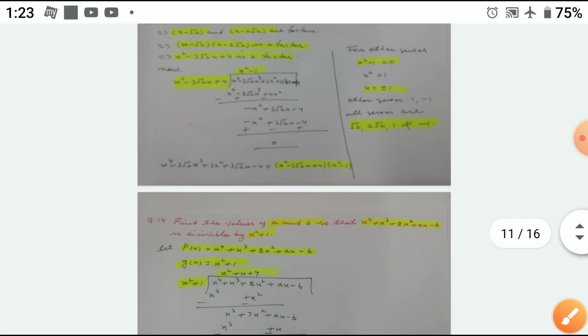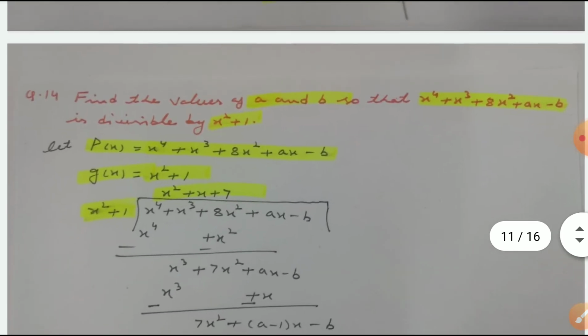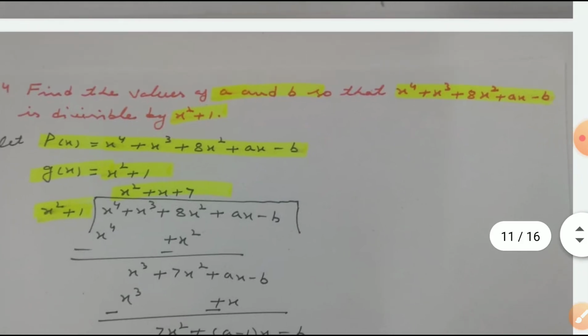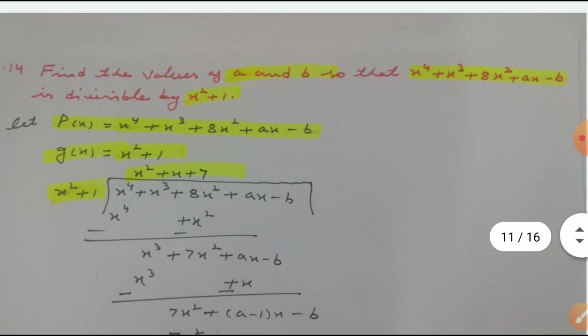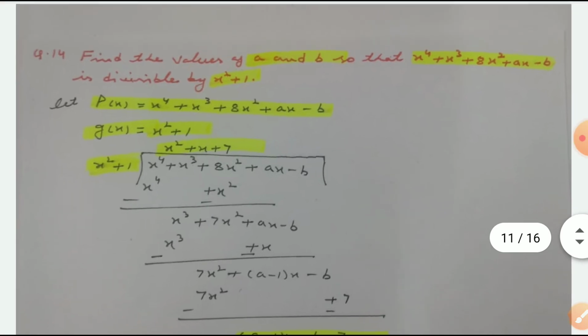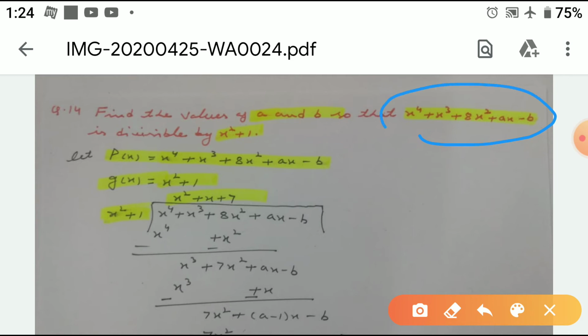Now come to question number 14. Find the value of a and b so that x^4 plus x cube plus 8x square plus ax minus b is divisible by x square plus 1. We need to find the value of a and b. The condition given here is that this polynomial is completely divisible by this. It means the remainder should be equal to 0. So now we follow the division process here. We divide this with x square plus 1, right?